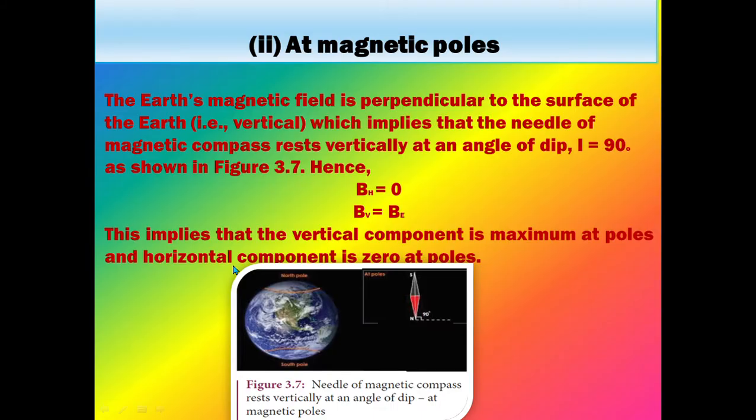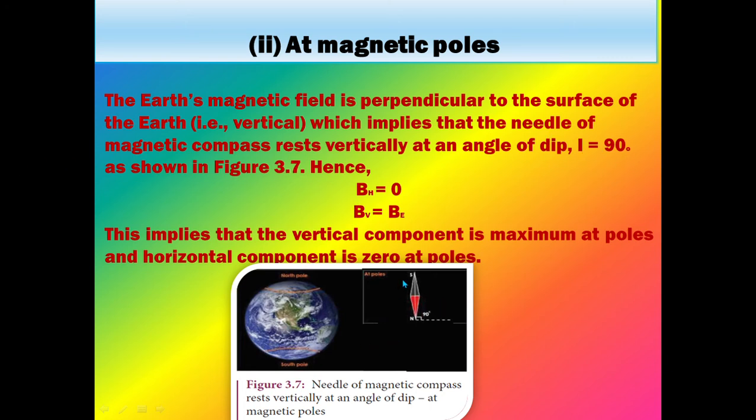The next point, at magnetic poles, the Earth's magnetic field is perpendicular to the surface of the earth, that is vertical, which implies that the needle of magnetic compass rests vertically at an angle of dip I = 90 degrees. Vertical means I = 90 degrees, as shown in the figure.